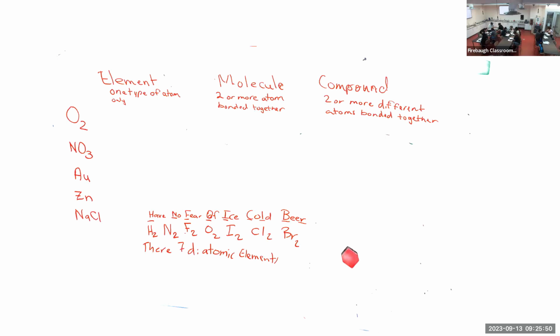Okay. So now that you guys know that these are diatomic elements, there's also two polyatomic elements. What does poly mean? Poly? No one? Anyone? Poly? Polygon.